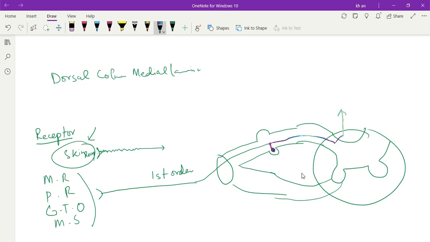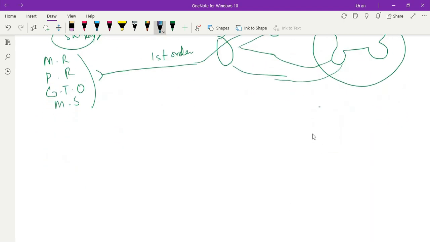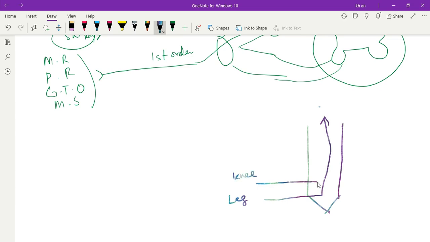Now here you need to remember one thing: fibers from the lower body will go medially. Suppose this is the spinal cord. Fibers from the lower part of the body, like the legs, will ascend medially. Suppose this is from the knee, these will be lateral. Suppose this is from the abdomen, these will be more lateral. And then from the hands, more lateral. So the further upward you go, the more lateral the fibers are.